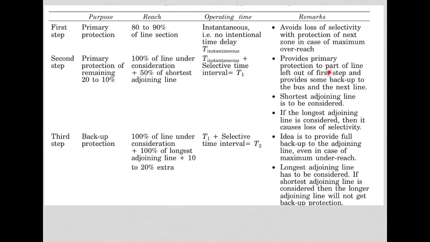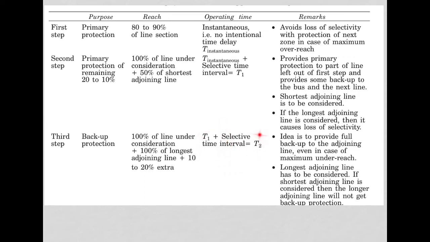Now it provides the primary protection to the part of the line left out in the first step and provides the backup to the bus and the next line. The shortest adjoining line is to be considered, and if the longest adjoining line is considered, then it causes the loss of selectivity. Now the third step provides the backup protection: 100% of the line under consideration, however 100% of the longest line plus 10 to 20% extra that we have discussed.